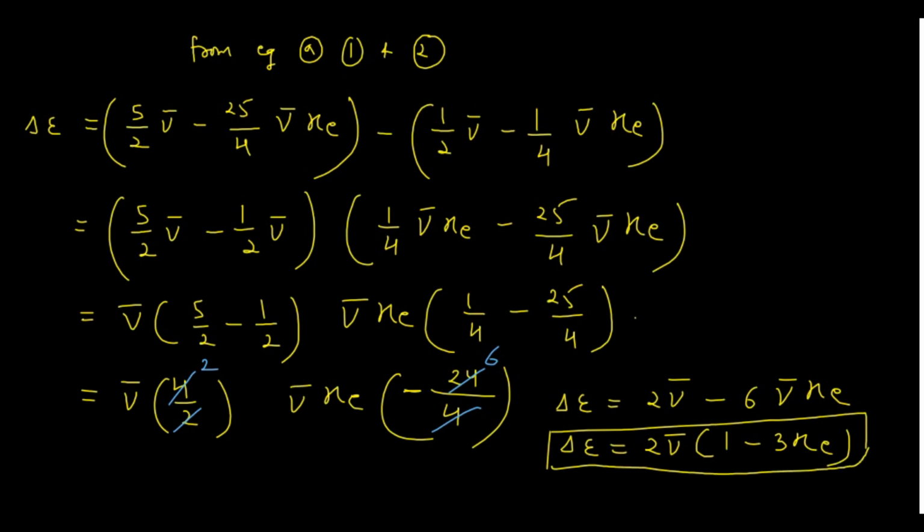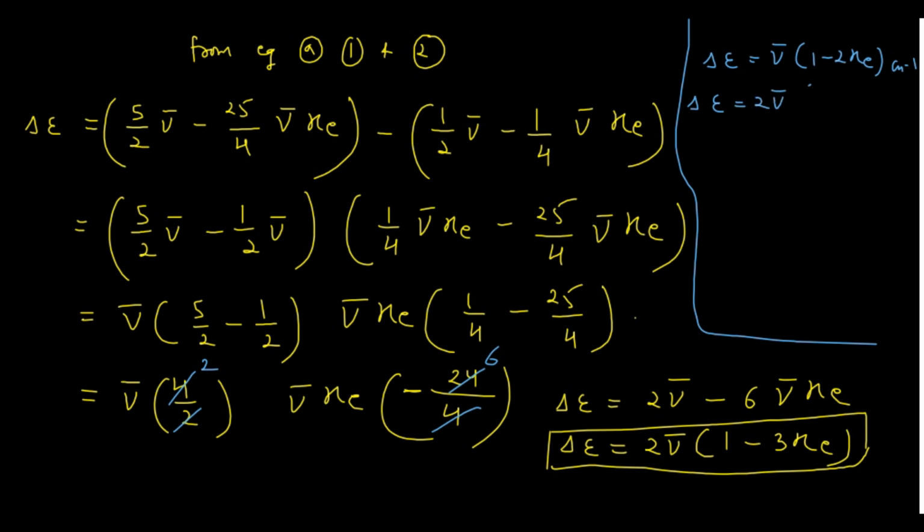So if I arrange these things, in the first case you are getting del epsilon equals nu bar times 1 minus 2 Xe in centimeter inverse, and then for the first overtone you got del E equals 2 nu bar times 1 minus 3 Xe in centimeter inverse. And if you want to calculate for the second overtone, you can do it on your own. I am not going to solve this, but I can give you the idea here.